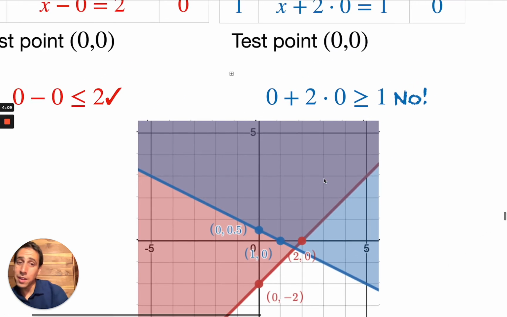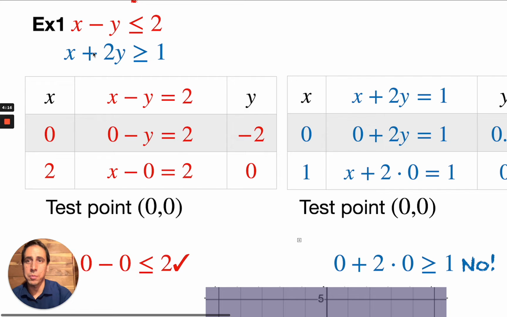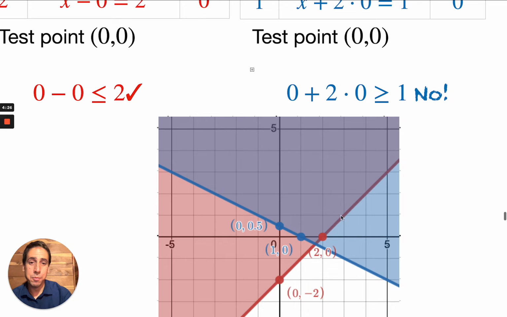But if you take that same test point and plug it into the blue inequality, 0 plus 2 times 0 is greater than or equal to 1, we find that no, it turns into a false statement. 0, 0 should not be shaded blue. The other portion should be. So you can see here's 0, 0, it doesn't get shaded blue, and neither do any of its neighbors on this side of the blue line.